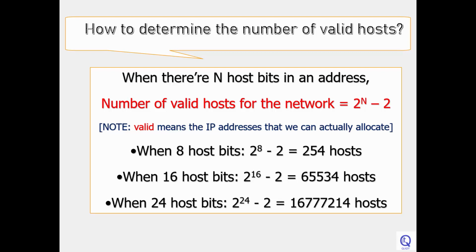In each case, we have minus 2. This minus 2 means we remove the addresses used for the network and broadcast. For a given network, we have one network address and one broadcast address. Therefore, we always remove those two to obtain the number of hosts in between.